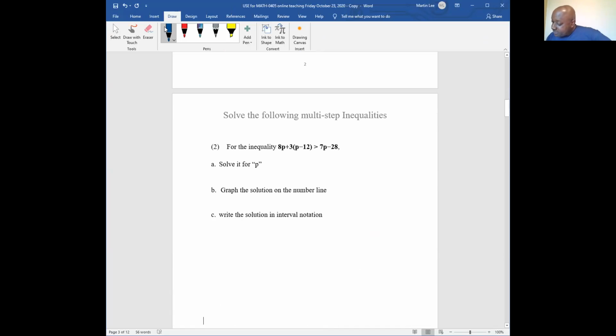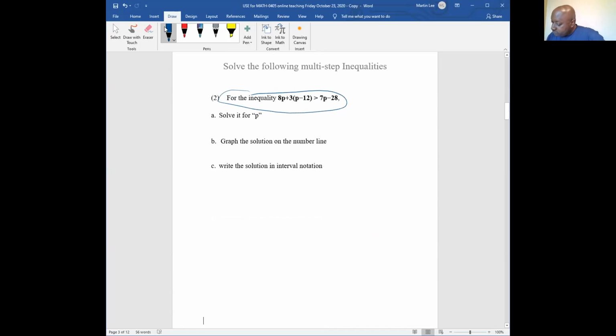All right, so next up is for this inequality, solve for P, graph on a number line, and then write the solution in interval notation. So for A, 8P plus 3 times P minus 12 is greater than 7P minus 28.